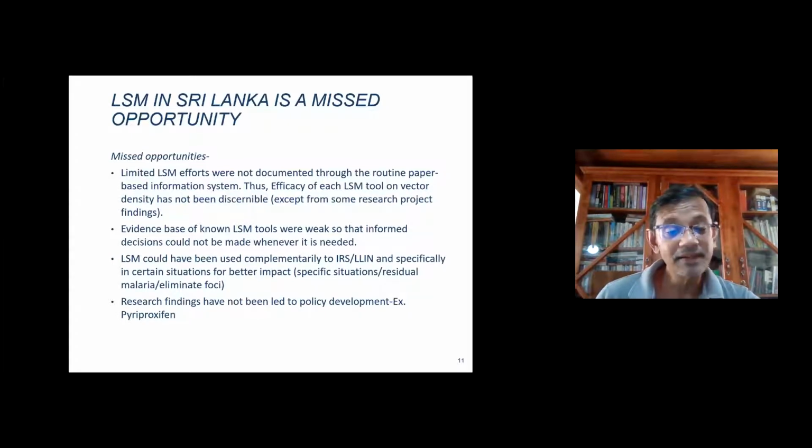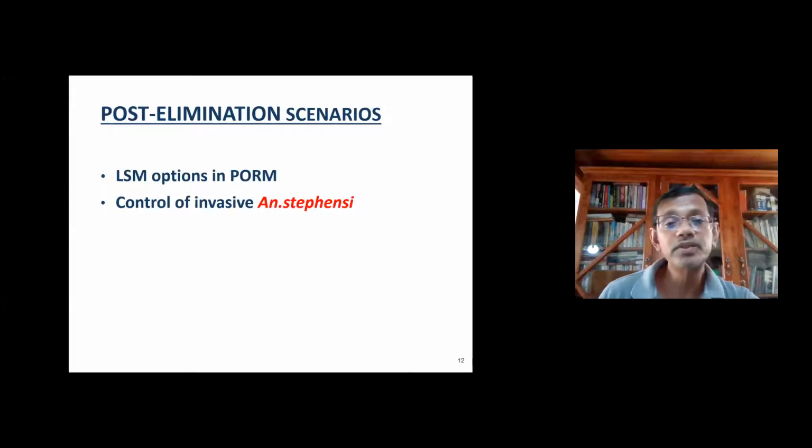And the other missed opportunity was that research findings have not led to policy developments. The best example is pyriproxyfen, which is a very good insecticide. You need to use it only twice a year and with a minimal concentration. And there are two post-elimination scenarios that prompted this need for evidence.